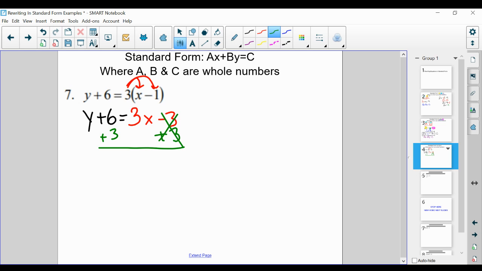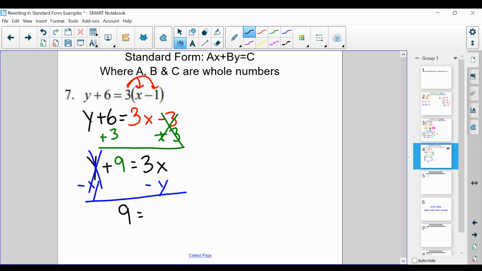We add 3 to both sides. We end up with y plus 9, because 6 plus 3 is 9, is equal to 3x. We need to get our x and y on the same side. We have our whole number of 9 over on the left-hand side, which means that we're going to have to subtract y on both sides. Positive y minus y cancels out. We're left with 9 is equal to 3x minus y. And that is our answer.